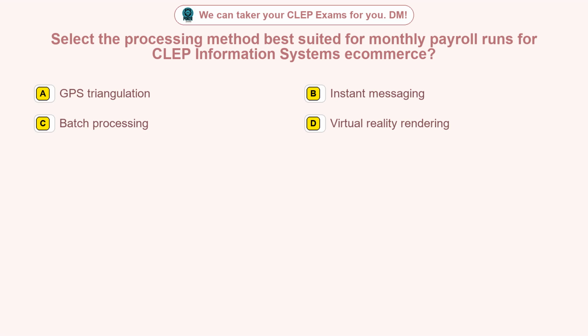Question 22. Select a processing method best suited for monthly payroll runs for CLEP Information Systems Ecommerce. Option A. GPS triangulation. Option B. Instant messaging. Option C, batch processing. Option D, virtual reality rendering. The correct answer is option C, batch processing.